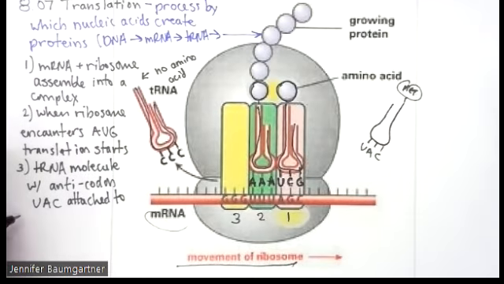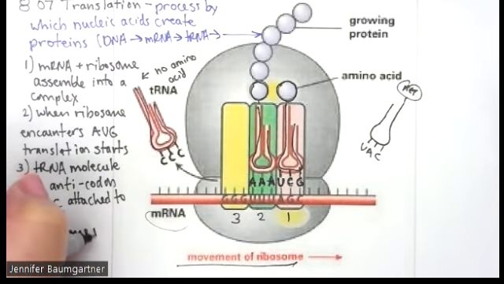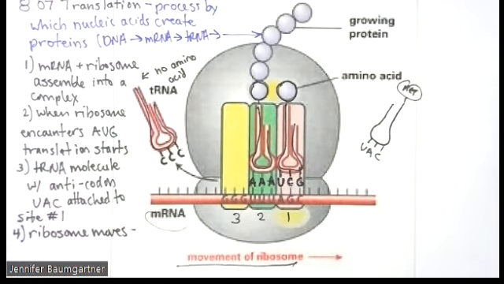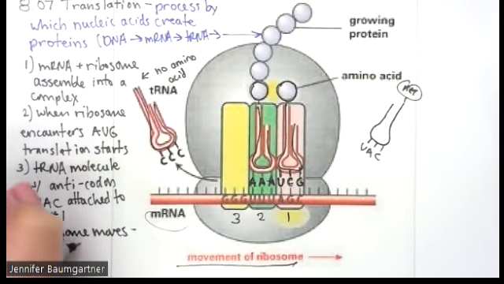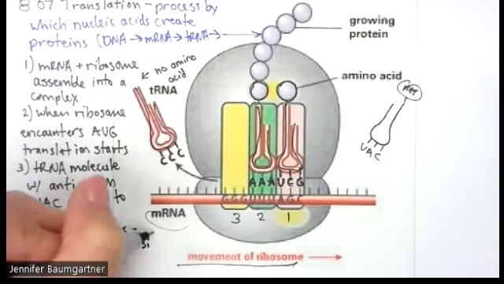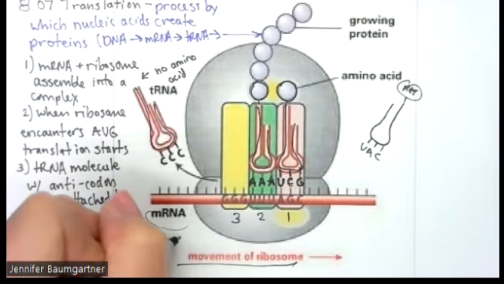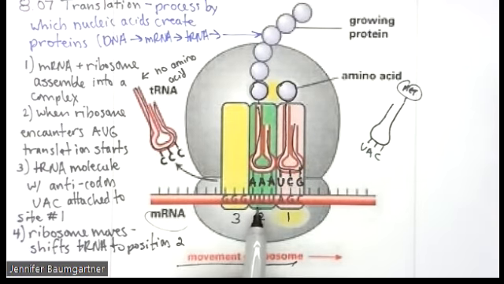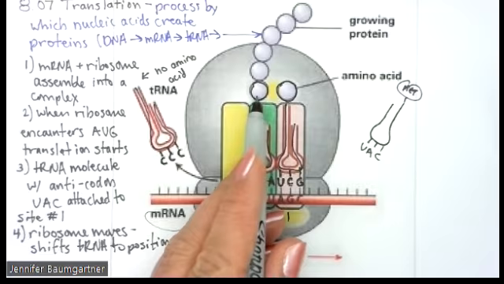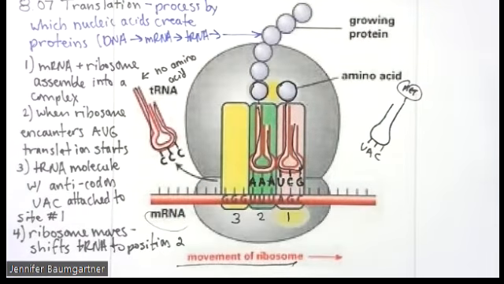So that molecule came in and it attached to site number 1. And then the ribosome is going to move another set of codons. So the ribosome moves, and this is going to shift that tRNA molecule to position 2. Call these sites. It's at position 2 that the amino acid on the tRNA gets attached to the growing chain of the protein.